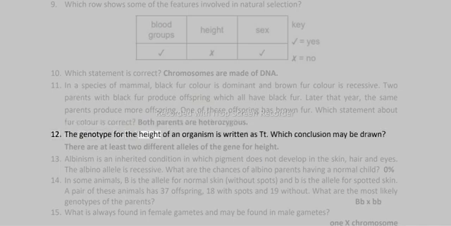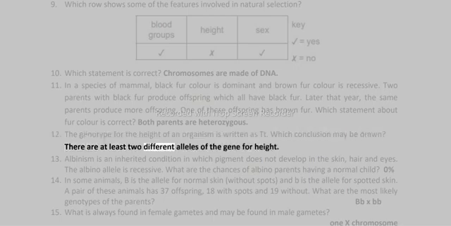12. The genotype for the height of an organism is written as Tt. Which conclusion may be drawn? There are at least 2 different alleles of the gene for height.